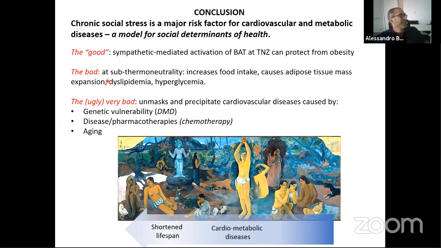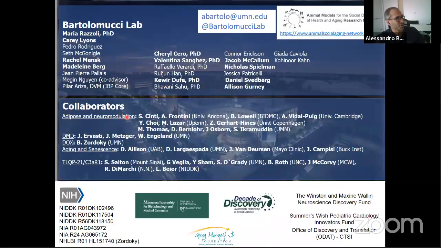The bad is that at subthermal neutrality, which is for the most part the condition that we study in rodents, it's actually inducing metabolic disorder, increased food intake, obesity, etc. And the very bad is that this is a major risk factor for cardiovascular function, elicited by genetic predisposition, chemotherapeutic drug, or natural aging per se. And so I think it's something definitely worth studying, although it's complex and difficult.